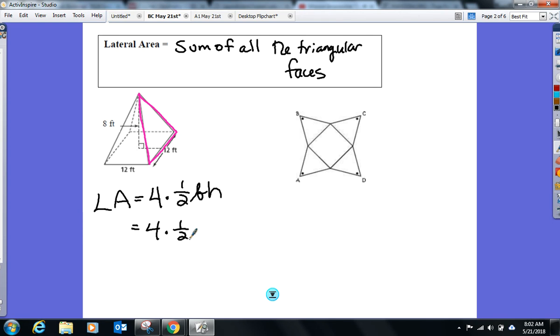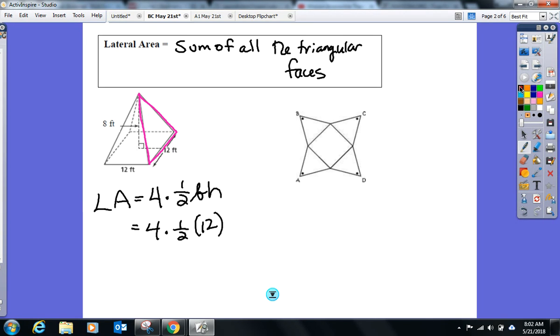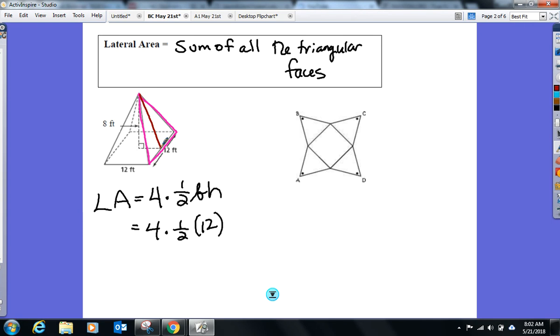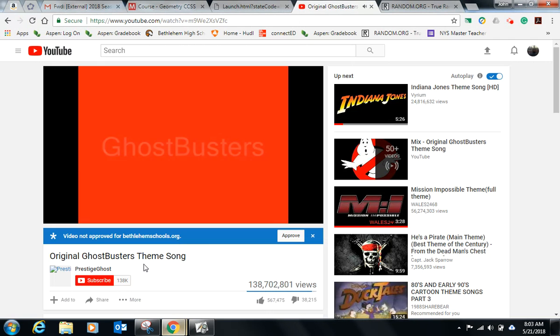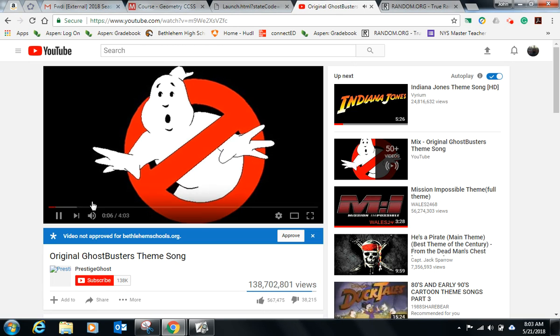Base 12. Now be careful because 8 is not the height I'm looking for. That's my Mission Impossible height, where you let that rope down from the apex. What I'm looking for is that slant height right there. That's what I'm looking for.